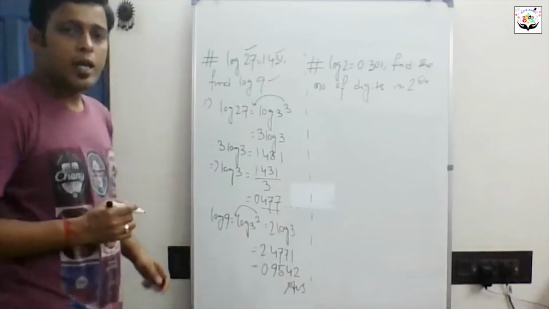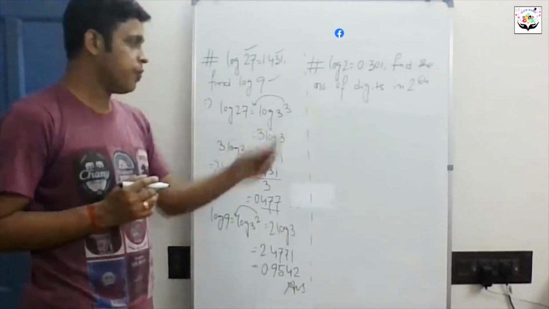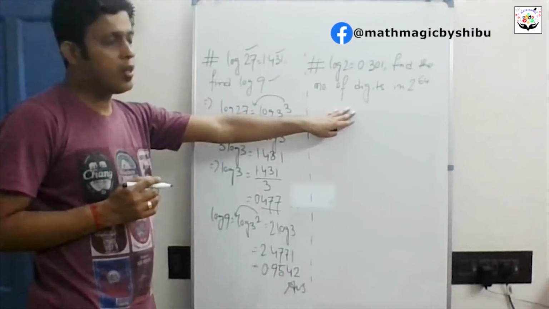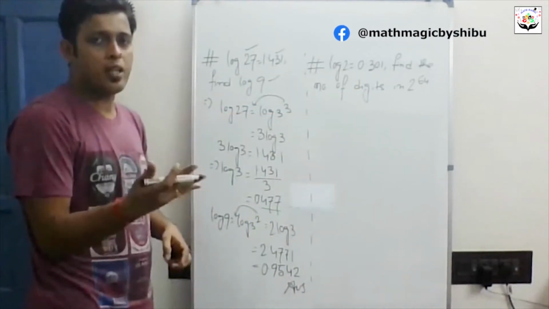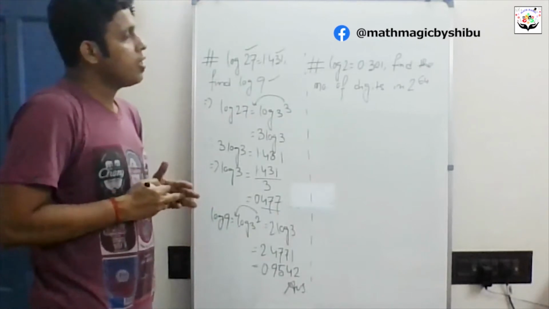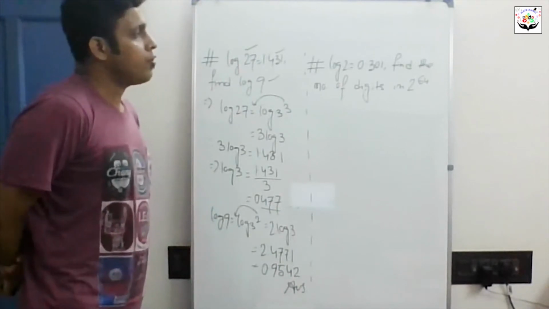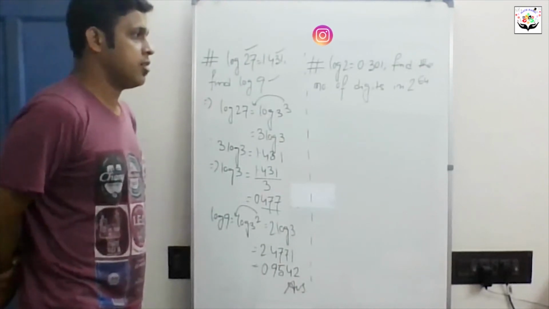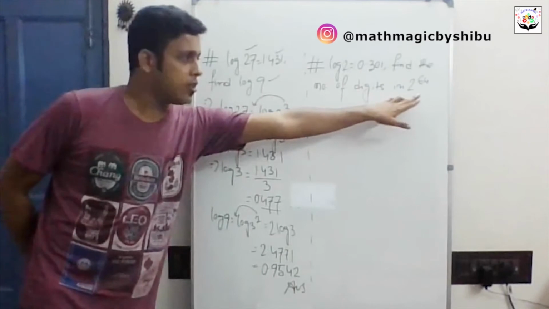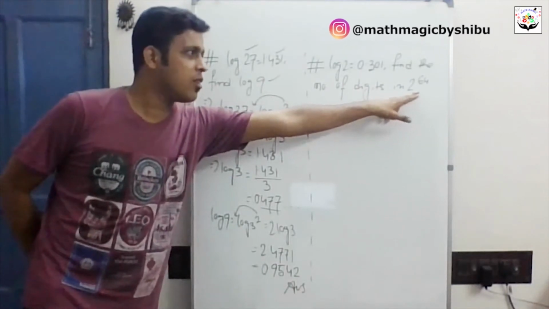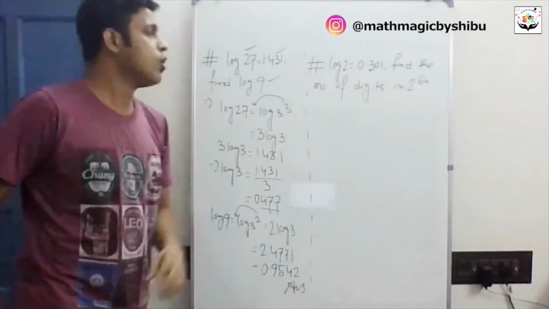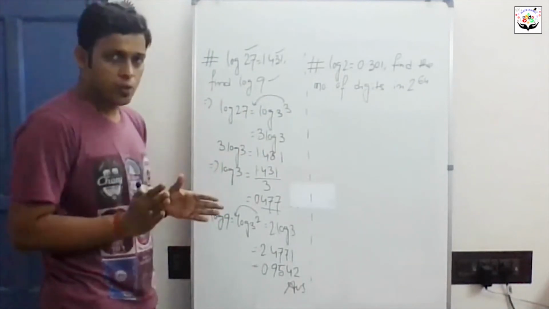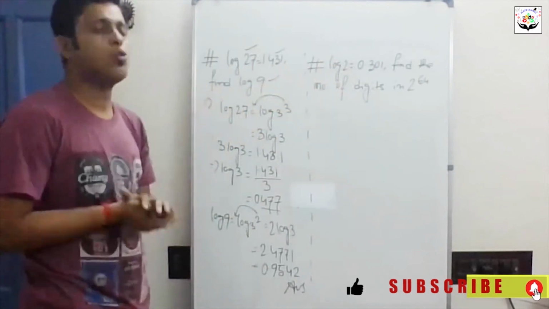Okay. Now moving on to the next problem. This problem is a bit different from what we have been doing in logarithm, a bit different in nature. Here we have the value of log 2 and we need to find the number of digits in a given number. This number is represented as a power, 2 to the power 64. So we need to find the total number of digits in 2 to the power 64 with the help of the value of log 2.